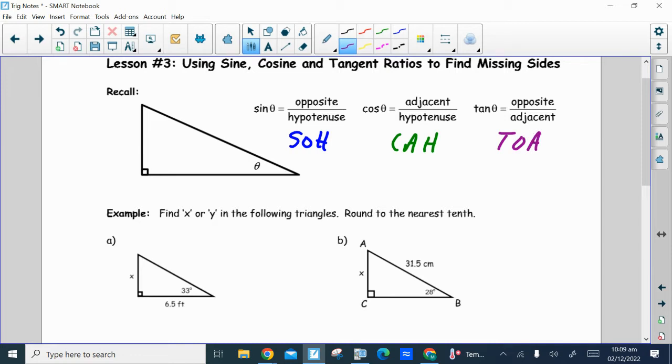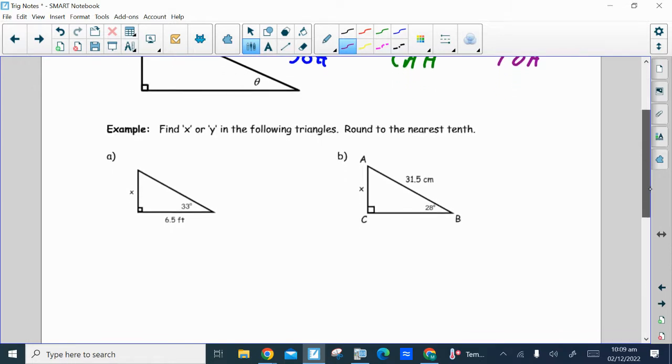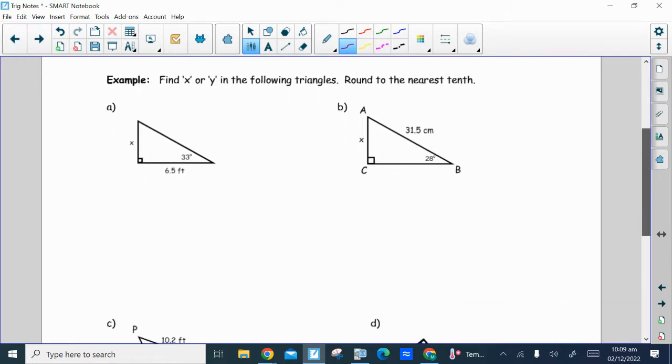So remember, these angles theta are either of the two angles that are less than 90 degrees. We never work from the 90-degree angle. It's always from one of the other two angles in the right triangle. So we can use this in order to find missing sides and missing angles in right triangles.